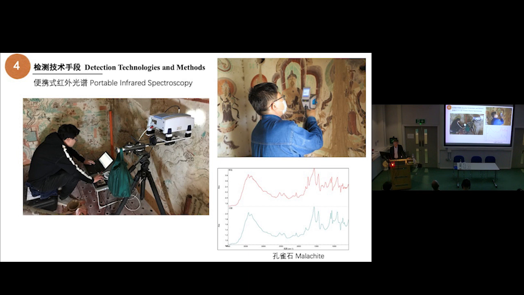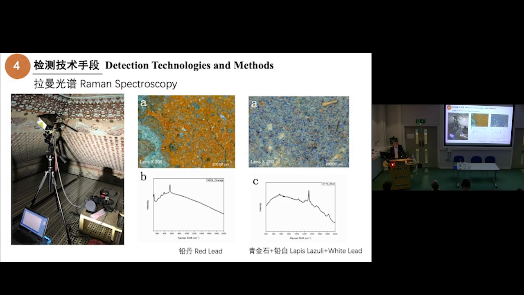portable infrared spectral meters, so we can determine, for example, malachite is very useful for this kind of instrument. This is Raman spectrometers. Using Raman, we can determine a red light and the azurite, white light. This azurite and the white light is the red light.